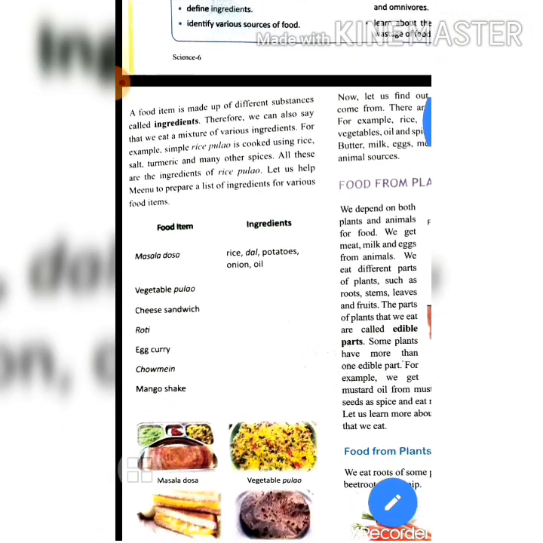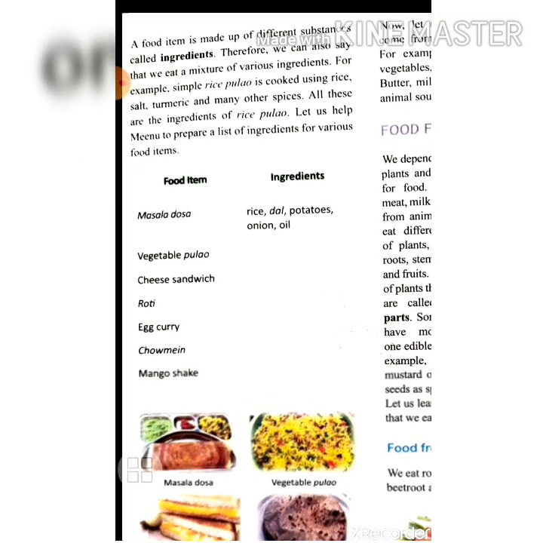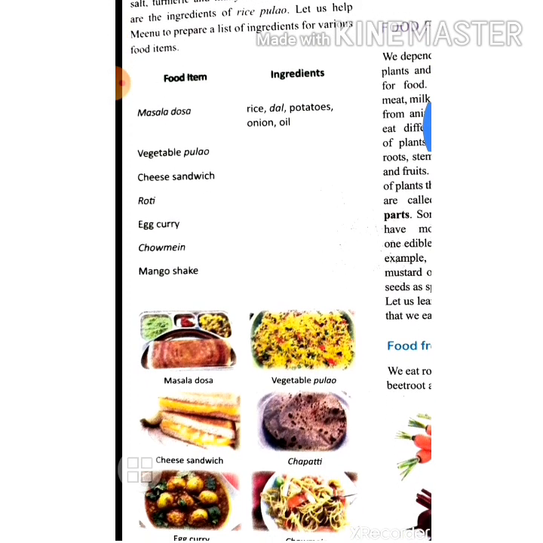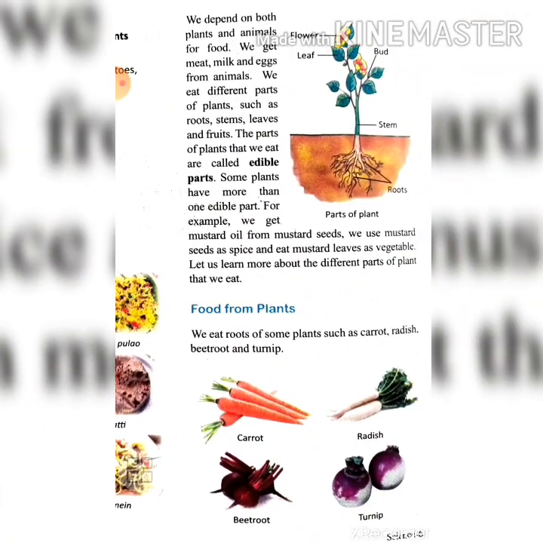Here they have given one activity, you can see right in front. They have given one chart which you have to complete. Certain food items are mentioned and you have to write the ingredients. Kindly discuss this portion with your mother and she will let you know what ingredients are present in that particular dish. Also certain pictures are given for your convenience. So let's move to the next part and see what is given on the next page.